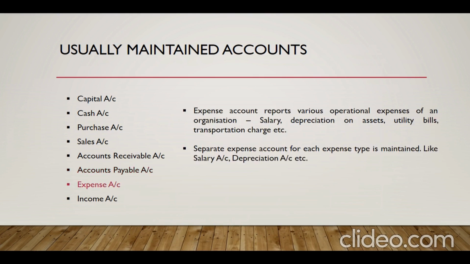And under expense accounts, we maintain records of expenses. So there could be various operational expenses for an organization. So an organization may be paying salaries, or there could be a depreciation on assets, which is an expense to the business, or we incur any loss. So losses are reported under expenses, and we maintain account of each expense type. For example, we record all salaries under an account called salary account. We record all depreciation expense under an account called depreciation account.